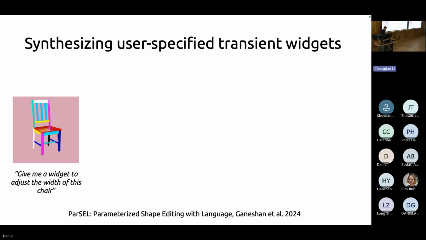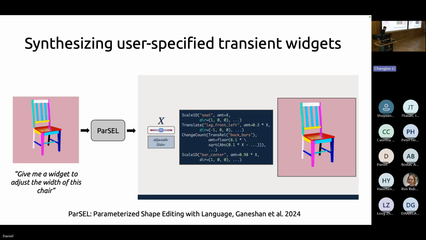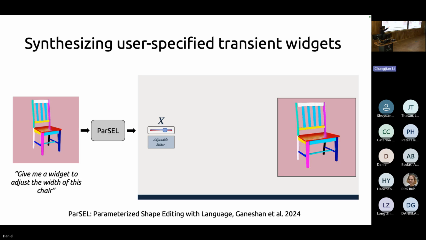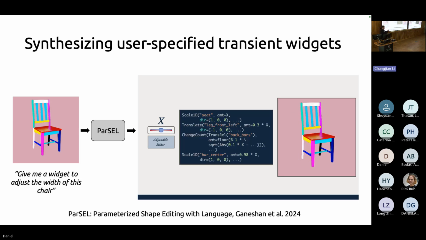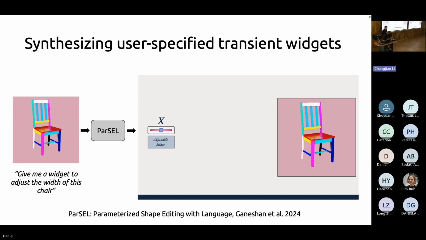This is my student Aditya. We presented this paper at SIGGRAPH Asia a couple of years ago. You could take a 3D model of a chair and you could say, OK, system, give me a widget to adjust the width of this chair. And our system, called Parcel, would take those instructions as input, and it would produce this little widget, which has a slider, and it would adjust the width of the chair, including all the secondary effects that you might care about, like changing the number of slats in the back.